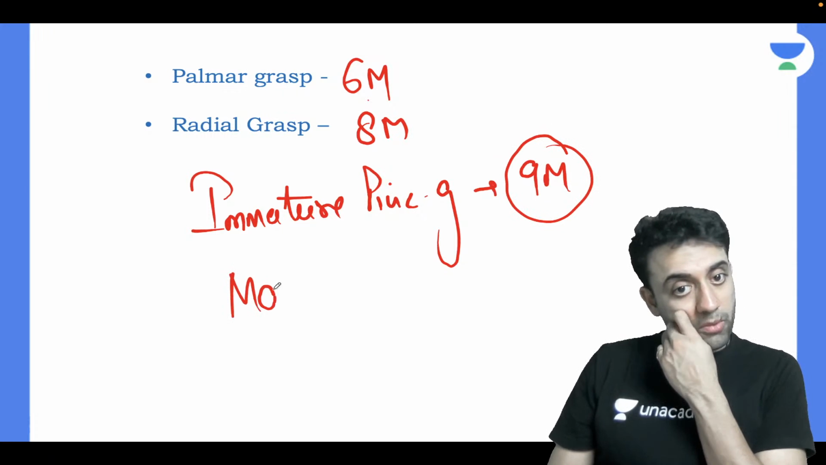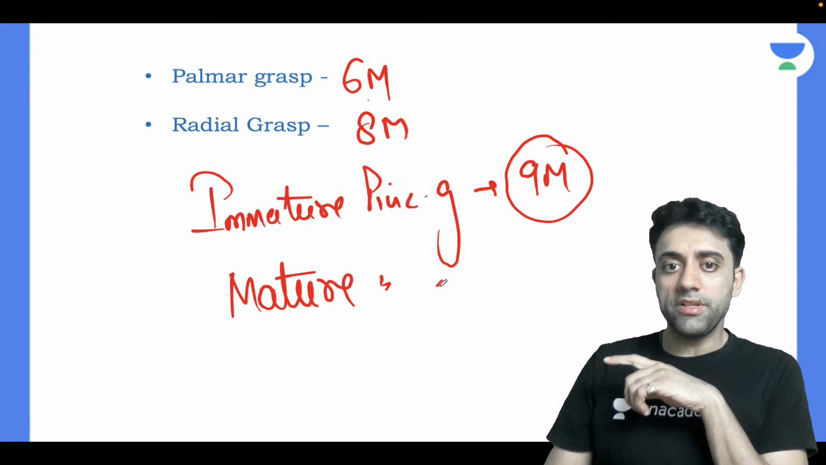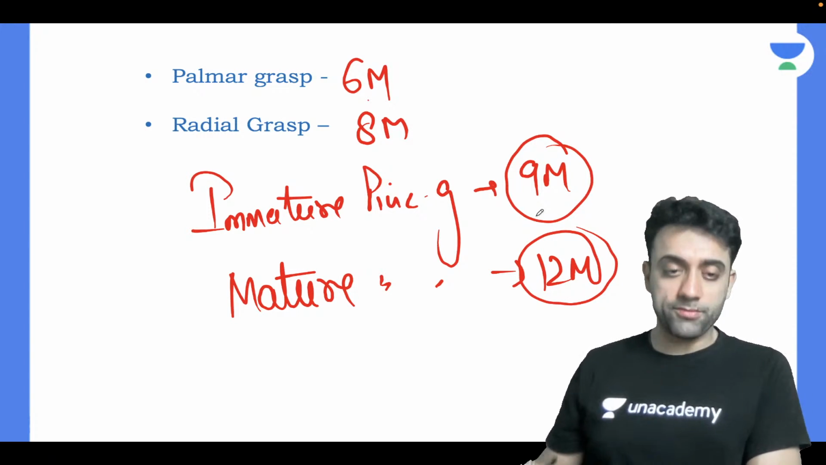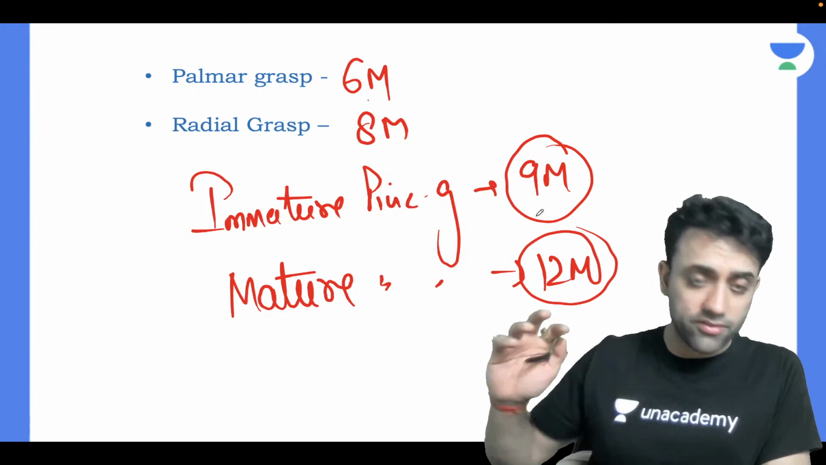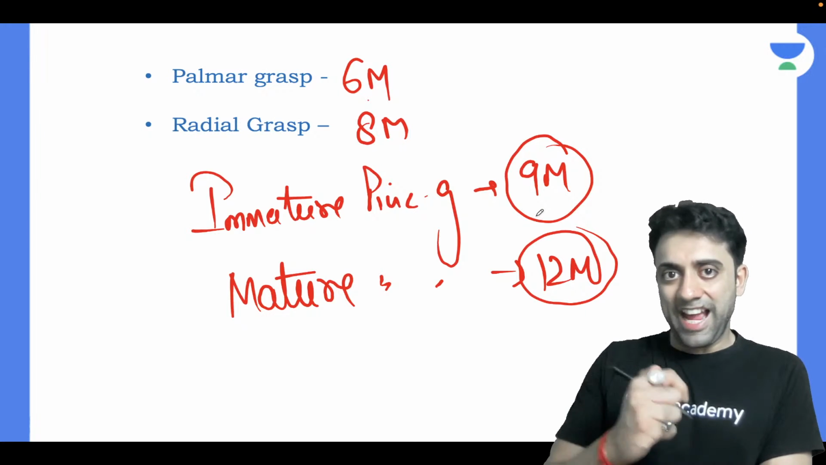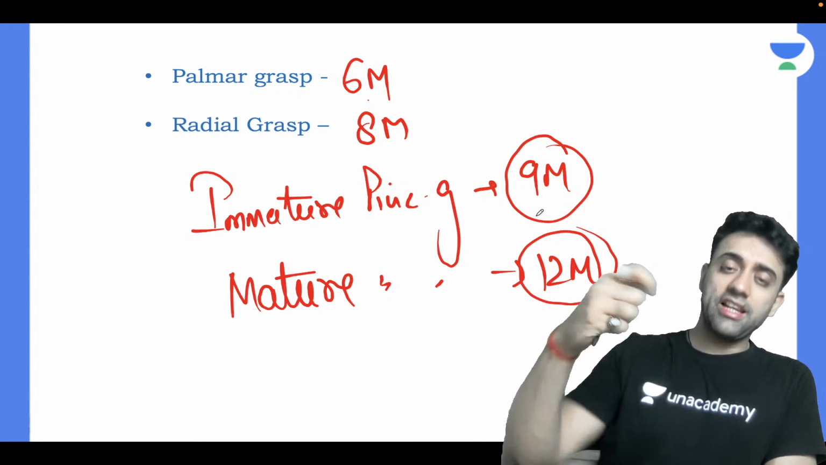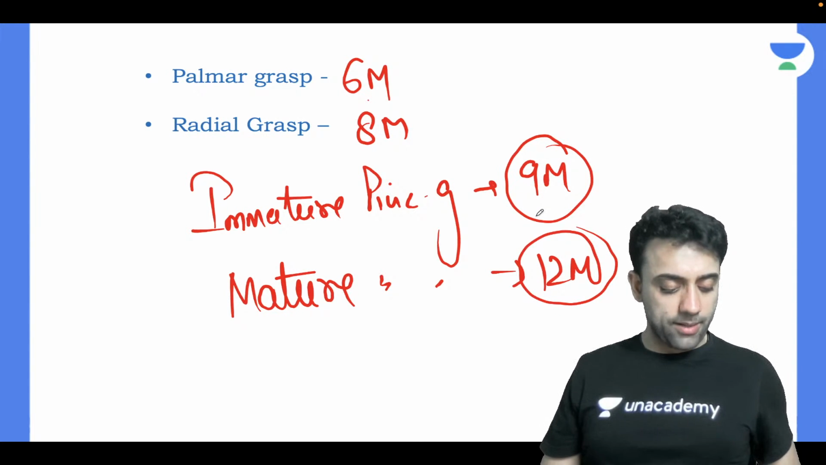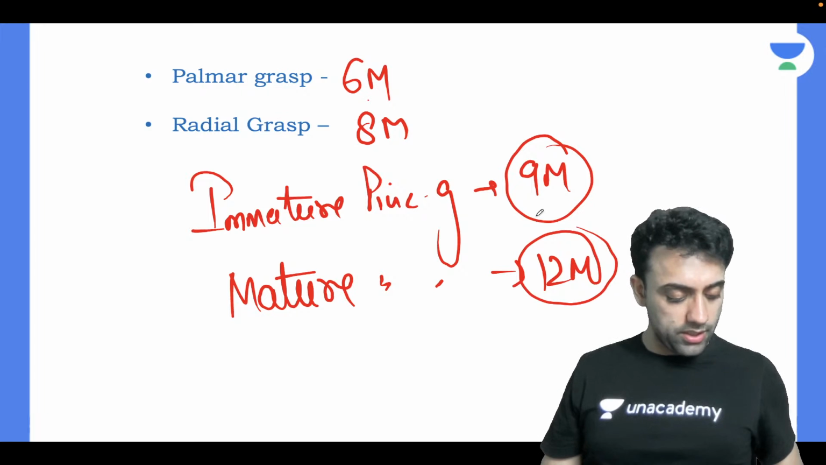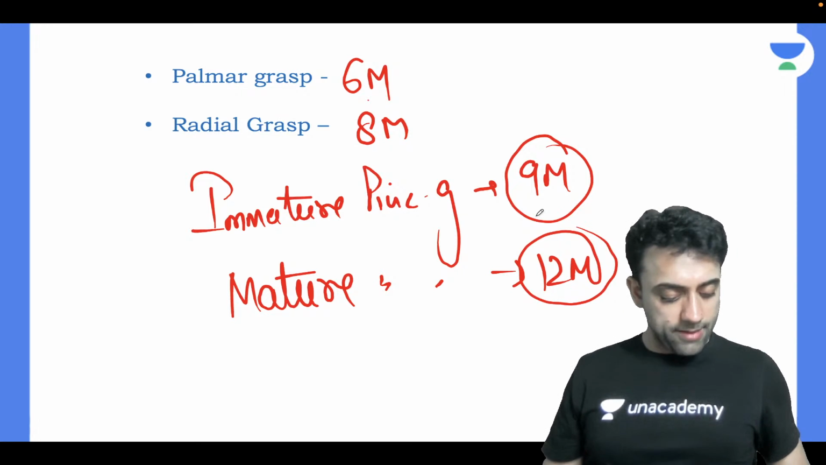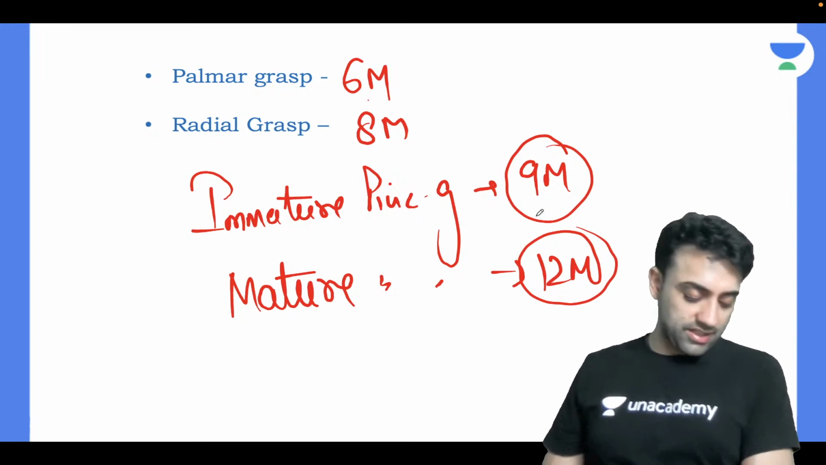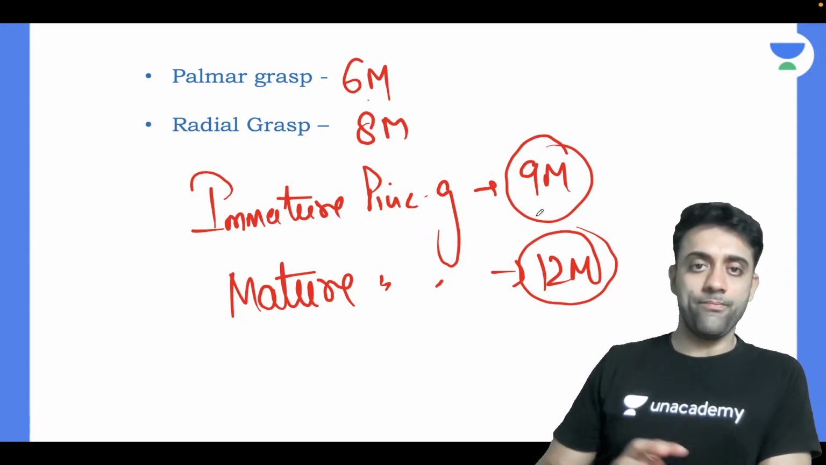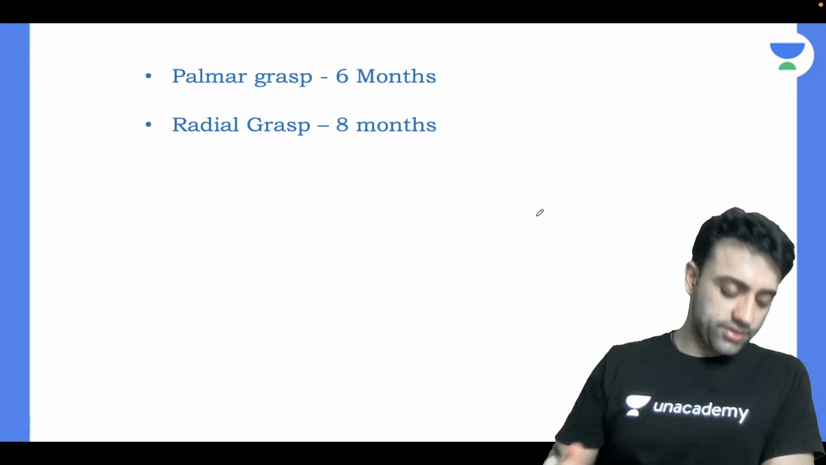And what about mature pincer grasp? Mature pincer grasp comes by 12 months. These four grasps are really important. Palmar grasp comes by 6 months. Radial grasp comes by 8 months. Immature pincer grasp, most importantly, comes by 9 months. And mature pincer grasp comes by 12 months. Is everyone understanding? Yes or no? Okay.